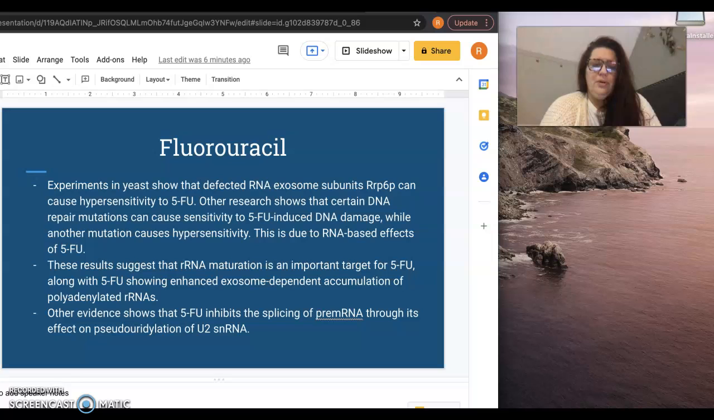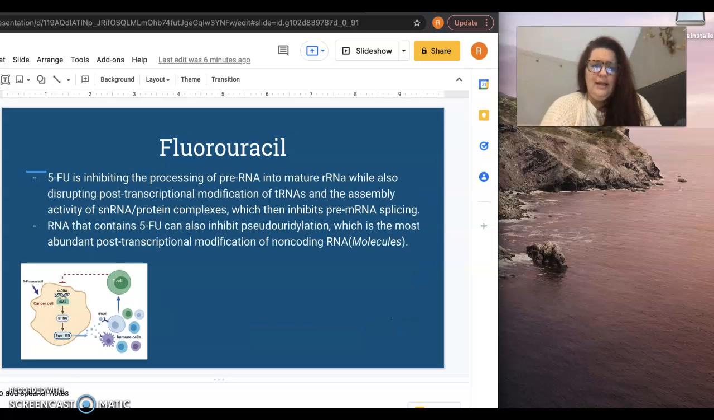And then other evidence shows that 5-FU inhibits the splicing of pre-mRNA through its effect on pseudouridylation of snRNA. And then 5-FU is also inhibiting the processing of pre-RNA into mature ribosomal RNA, while also disrupting post-transcriptional modification of transfer RNAs and the assembly and activity of snRNA and protein complexes, which then inhibits pre-mRNA splicing. RNA that contains 5-FU can also inhibit pseudouridylation, which is the most abundant post-transcriptional modification of non-coding RNA.